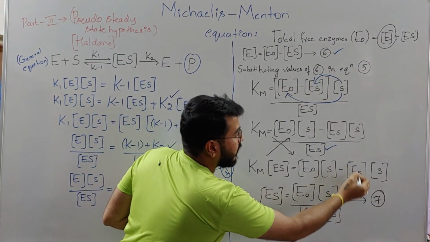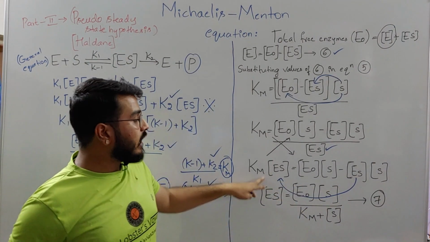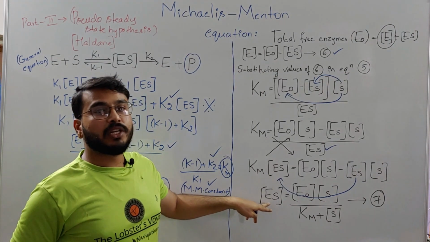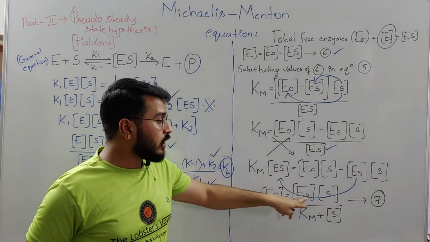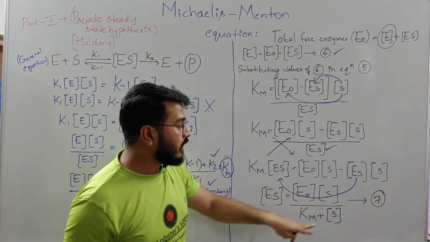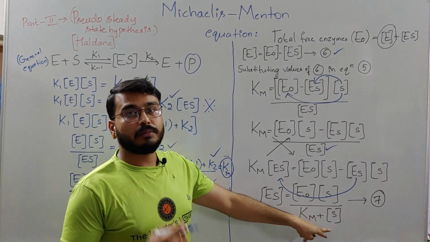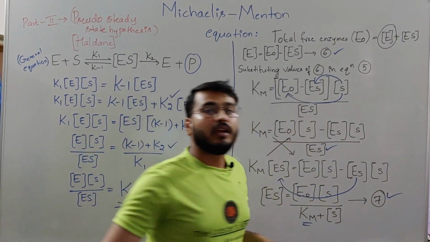Now let us send the negative factor to the left hand side, LHS. We get the molar concentration of the enzyme substrate complex, which is equal to the molar concentration of enzyme E0 into the molar concentration of the substrate divided by Km, the Michaelis-Menten constant, plus the substrate concentration, and this gives us equation number 7.